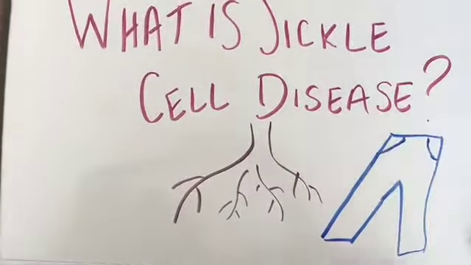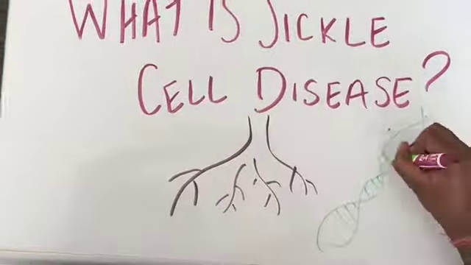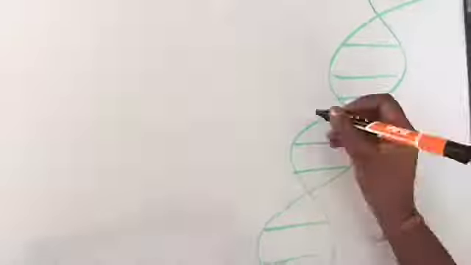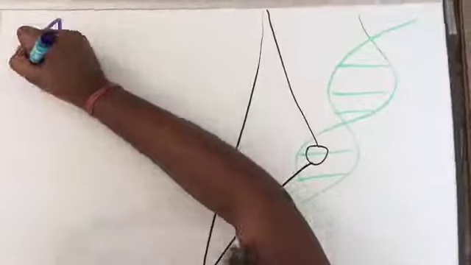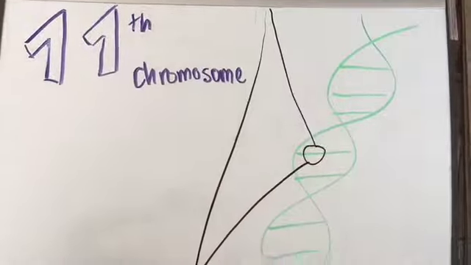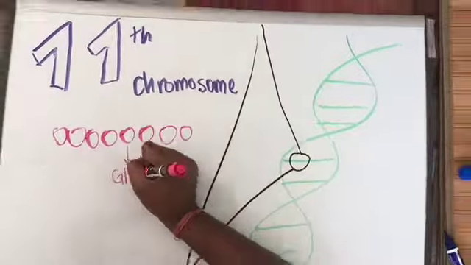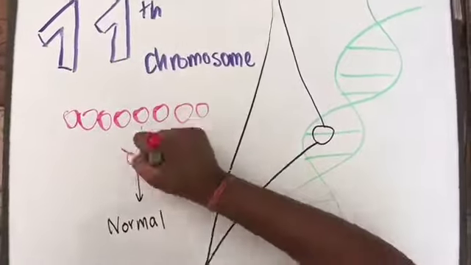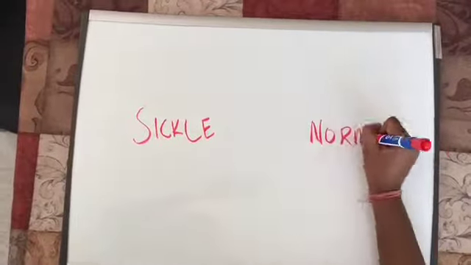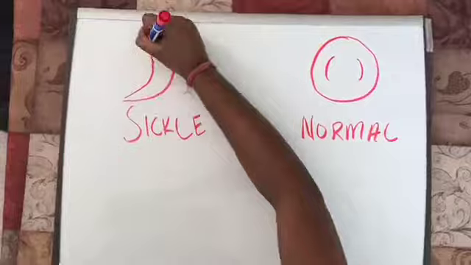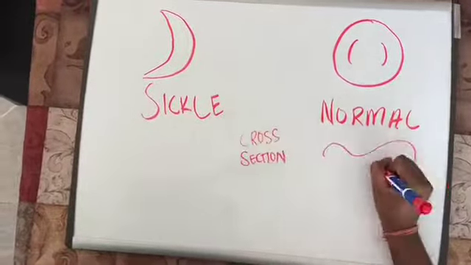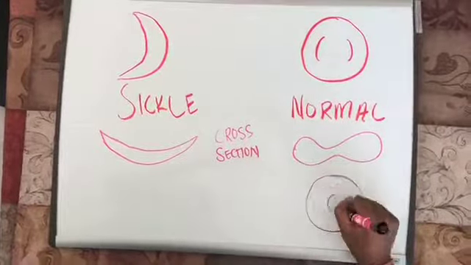Let's start from the root of the problem, genes. What? No, not those genes. That's more like it. Sickle cell disease is caused by a mutation in the 11th chromosome. This change in DNA alters the amino acid chain, causing bizarre folding in the hemoglobin protein and ultimately leads to a blood cell that is shaped like a sickle. A normal red blood cell is usually described as being donut-shaped, whereas the sickle cell is described as being banana-shaped.